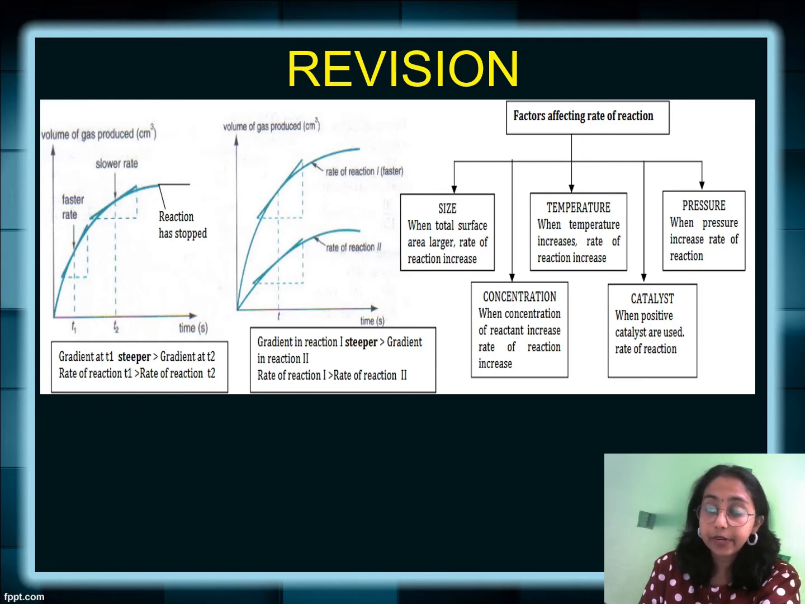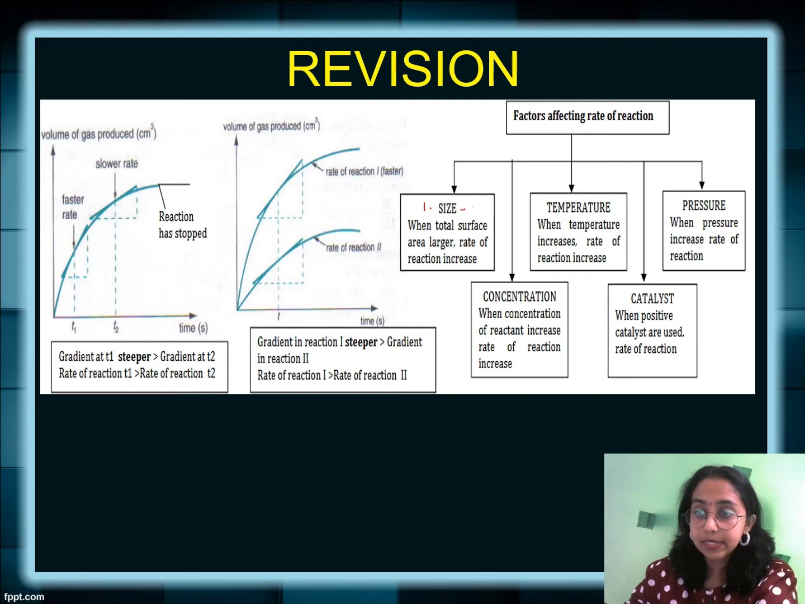Altogether, there are actually 5 factors affecting the rate of reaction. Now let's look at the first one, the size. Students, you must have a very good understanding of the concept of factors and how they affect the rate of reaction. When the size is smaller, total surface area is larger. When the total surface area is larger, the rate of reaction will be higher. It will increase. Secondly, concentration.